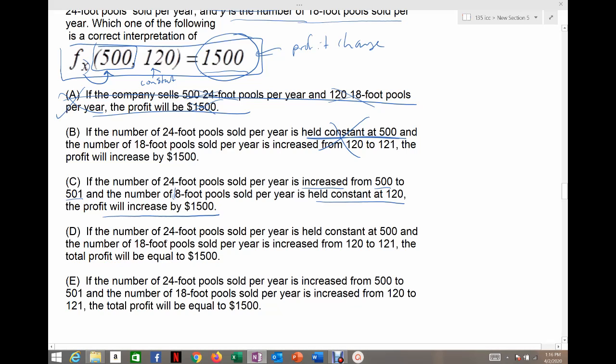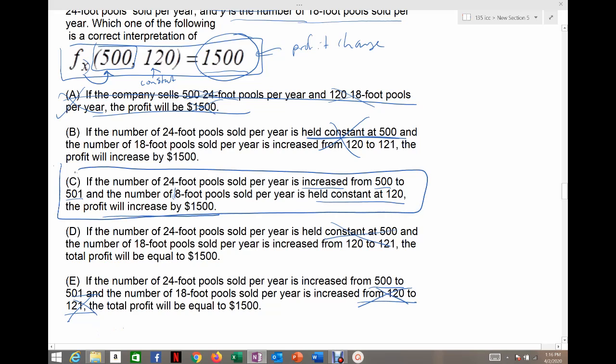D, 24-foot pools are being held constant. Well, that's false. They're changing. 24-foot pools are changing by 1 unit. 18-foot pools, it says, are changing, so that's false, because 18-foot pools aren't changing. They're being held constant. So C is my best option. C is the correct choice. Again, that needs to be an 18 in there, but C is the correct choice.